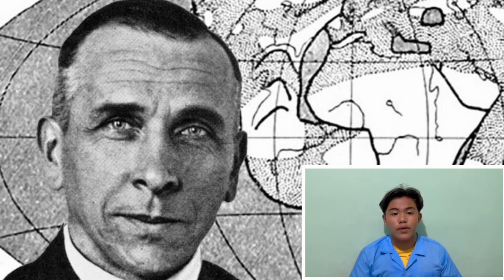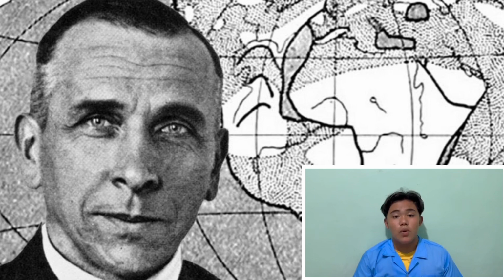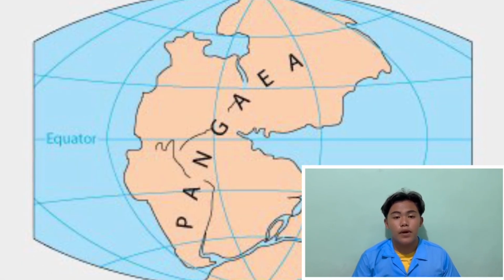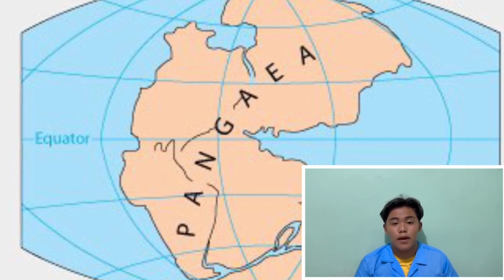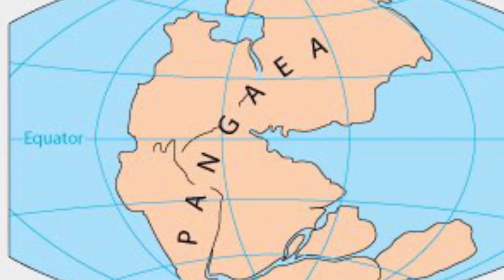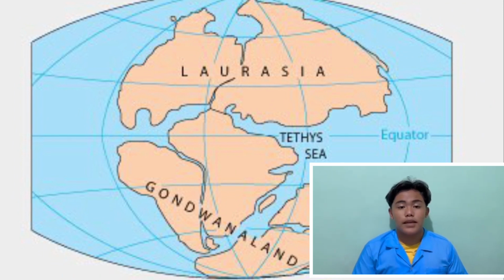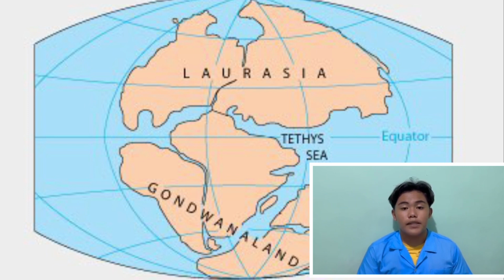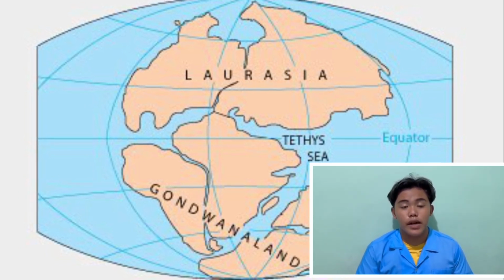In 1912, Alfred Wegener published a theory to explain why the Earth looked like a huge jigsaw puzzle. He believed the continents were once joined, forming a supercontinent called Pangaea, meaning all Earth. As a result of the movement of the supercontinent, Pangaea split into two super landmasses, namely Laurasia and Gondwana.